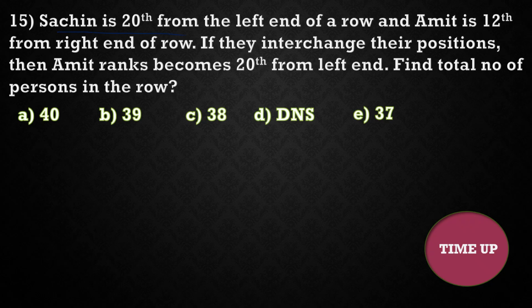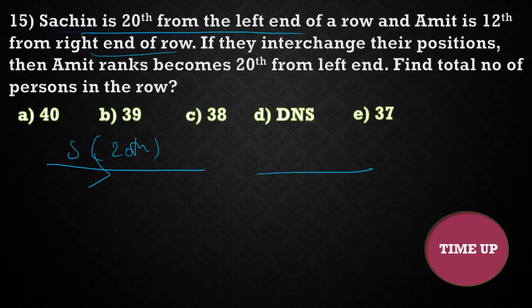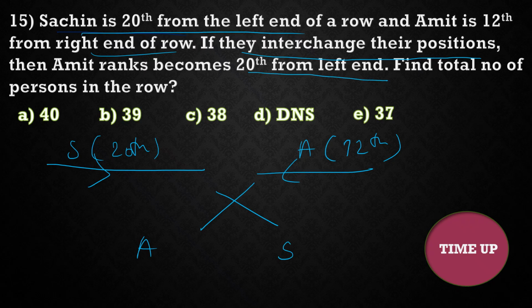Sachin is 20th from the left end. Amit is 12th from the right end. If they interchange their positions, this is Amit, this is Sachin, then Amit's rank becomes 20th from the left end. Find the total number of persons in the row.